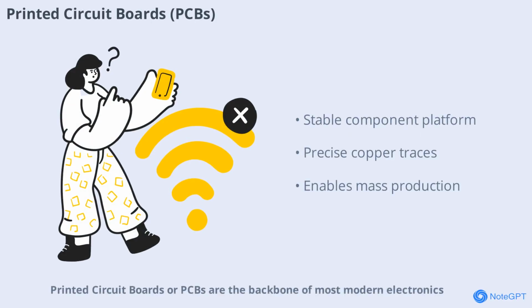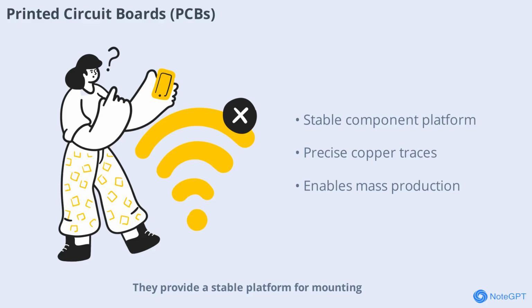Printed circuit boards, or PCBs, are the backbone of most modern electronics. They provide a stable platform for mounting components and connecting them with precise copper traces. Designing a PCB requires careful planning to ensure all parts fit and function correctly. PCBs make circuits more reliable, compact, and easier to mass-produce, which is why they're used in everything from smartphones to industrial machines.